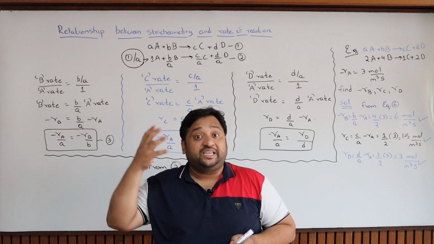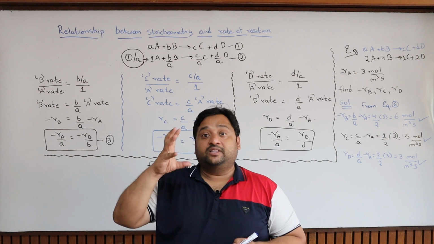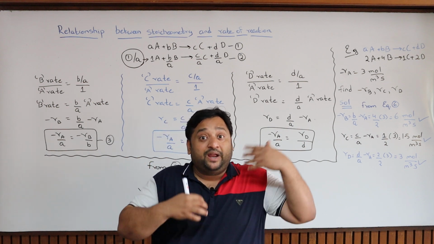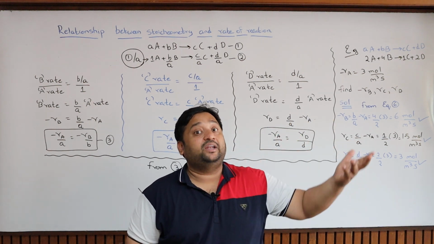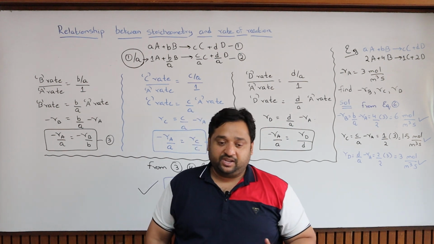that is the speed at which A is consuming, it will be different from the speed at which B is consuming, and it is also different from the speed at which C and D are going to form. Everything depends on the stoichiometry.